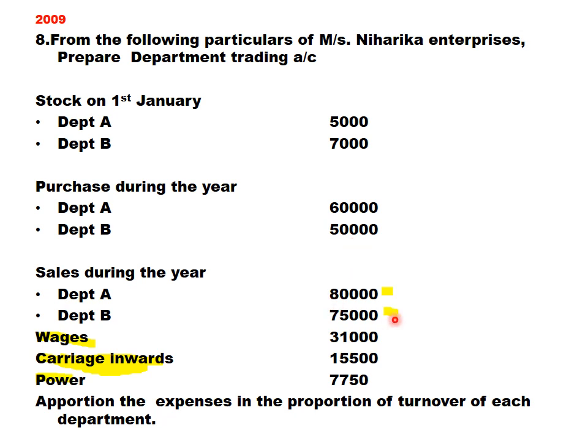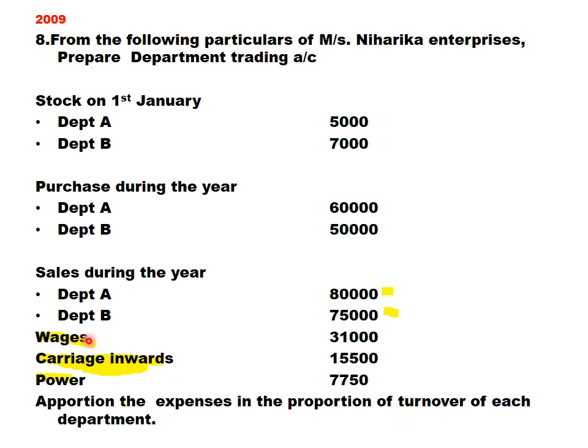Sales during the year, A 80,000 and B 75,000. So the distribution will not arise. Now we have wages. You have to distribute. Carriage inward, you have to distribute. Power, you have to distribute. Apportion the expenses in the proportion of turnover of each department. Apportion means distribution. Turnover means sales.